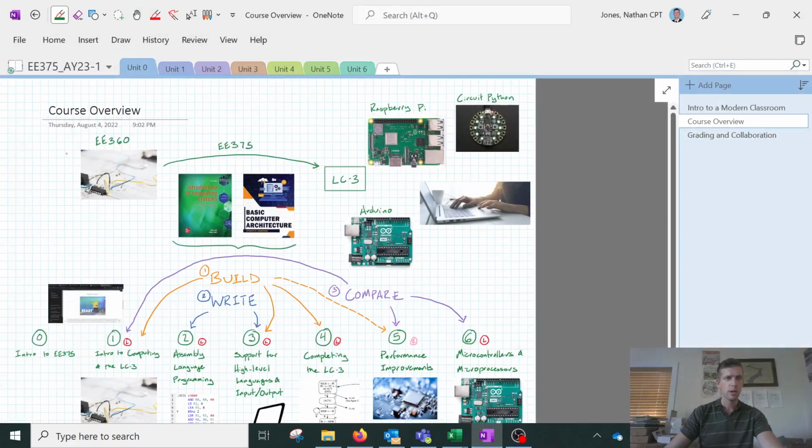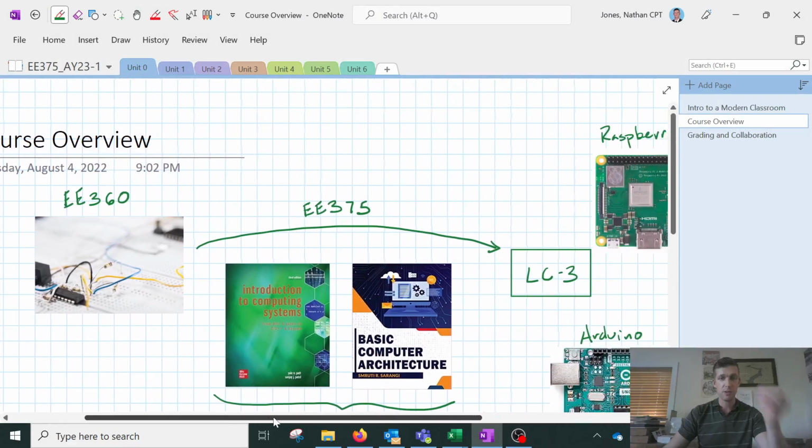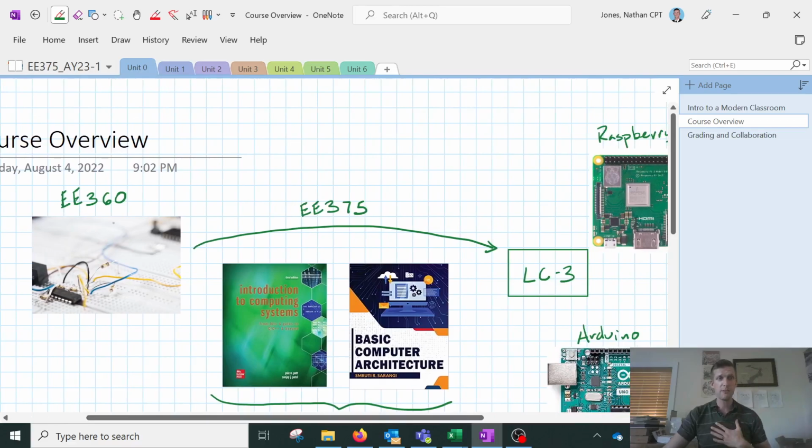All right, so to start, EE375 is of course building off of our digital logic material that we learned in EE360, and the arc of the whole course is to build off of that knowledge to get to the point where we can implement this computer called the LC3. This computer is described entirely in Introduction to Computing Systems, and so that's the main textbook for this course.